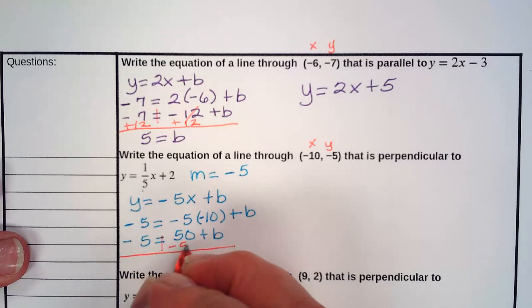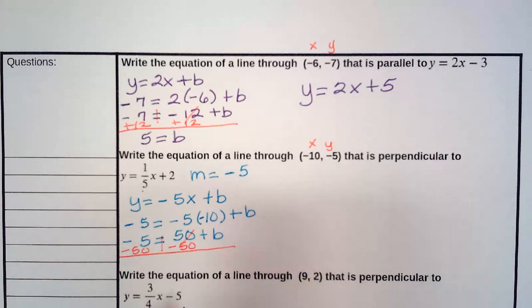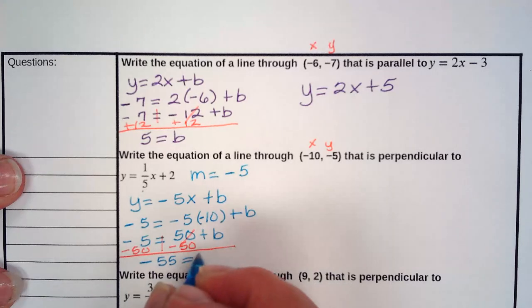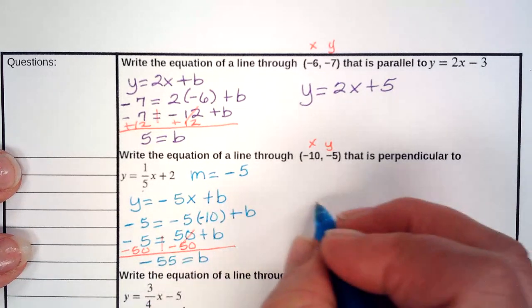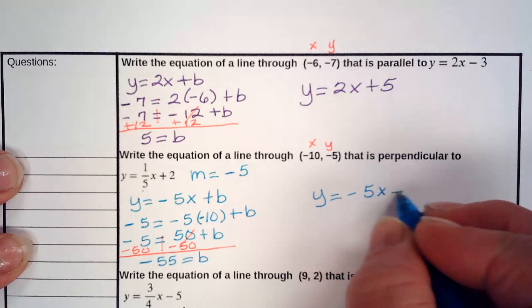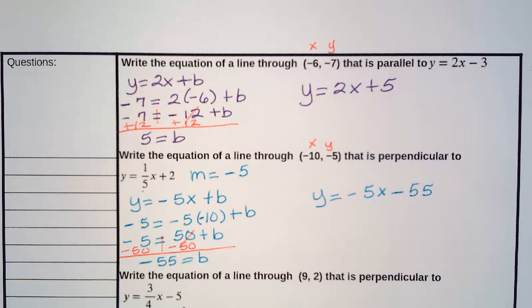Subtract 50 from both sides. Negative 5 minus 50 more is negative 55, which is equal to b. We'll use our generic equation: y is equal to negative 5x minus 55. Take a minute, pause the video, and look and think.